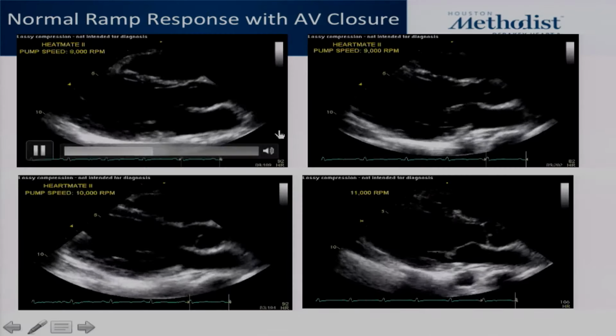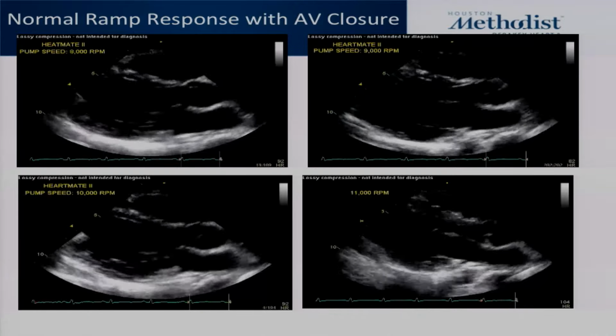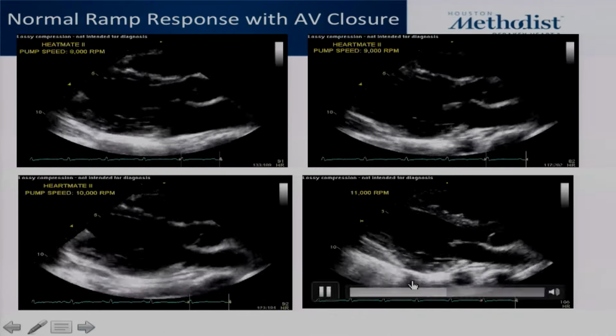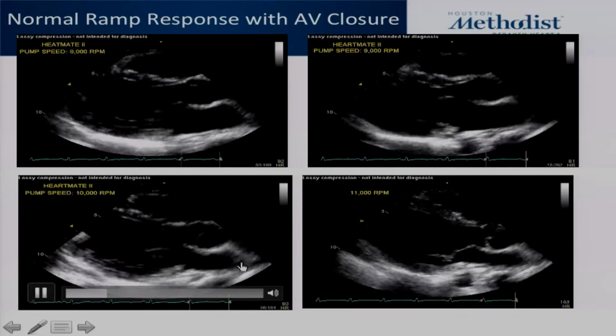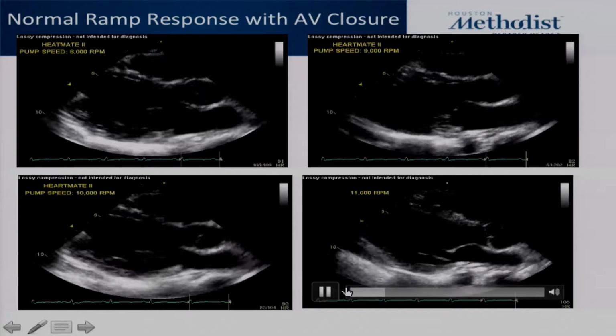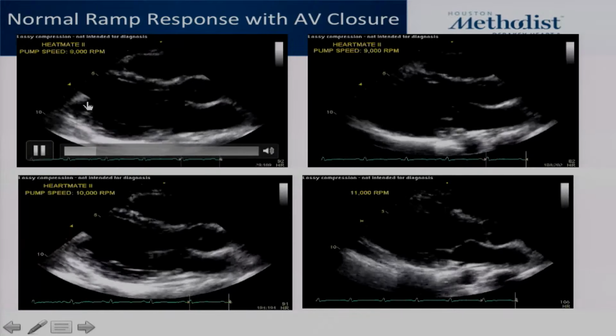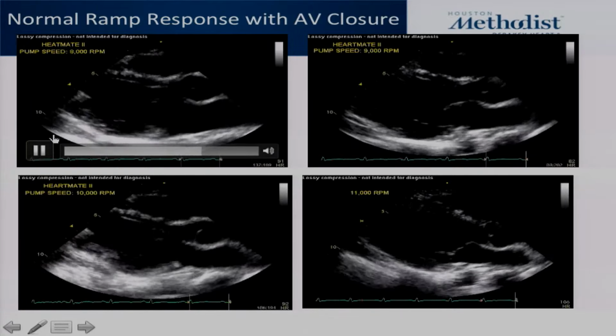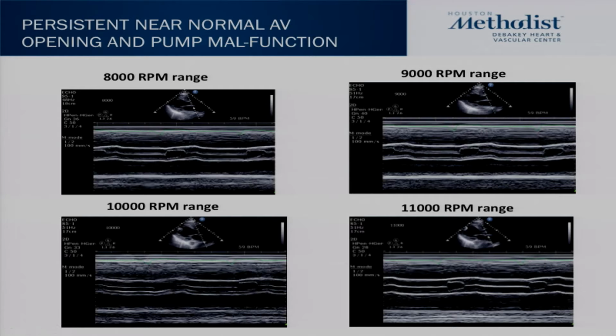Okay, so this is an example of a normal ramp response where you see that as the LVAD speed increases, the aortic valve closes and the LV end diastolic dimension decreases. As you can see here, there's an off-axis inflow cannula. And the M mode across the aortic valve is helpful because then we can see what's the duration of the aortic valve opening.